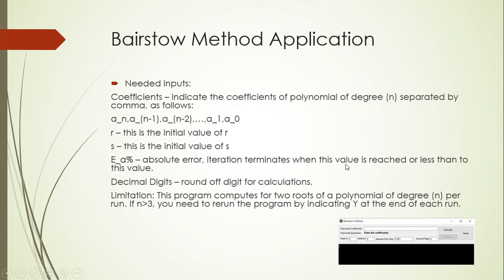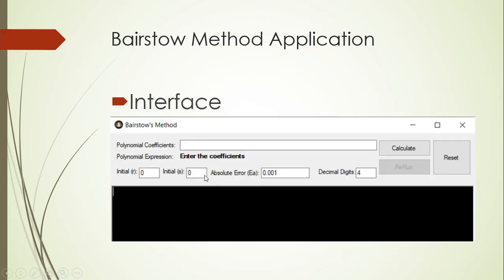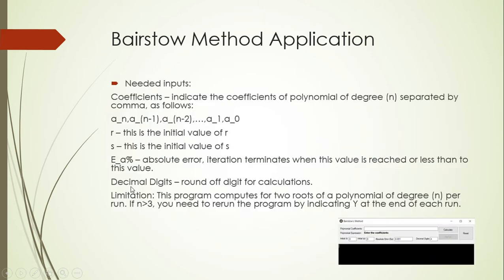Iteration terminates when the value is reached or less than this value. So this is very important. Whenever we put it here, once it's reached, the iteration will stop. The decimal places is the decimal digit, round off digit for calculation. We also have a limitation. This program computes two roots of the polynomial of degree n per run. If n is greater than 3, you need to rerun the program by indicating yes at the end of each run.